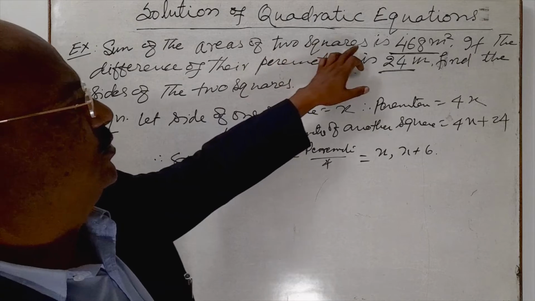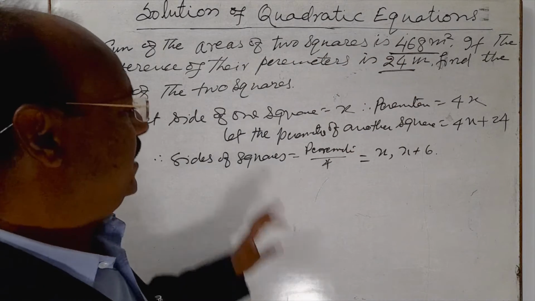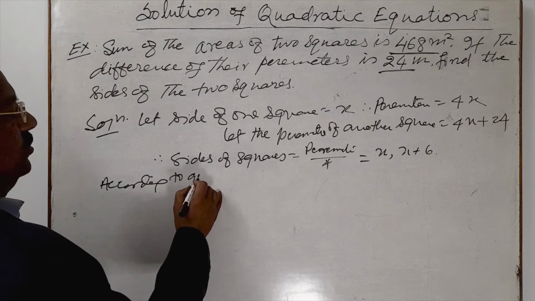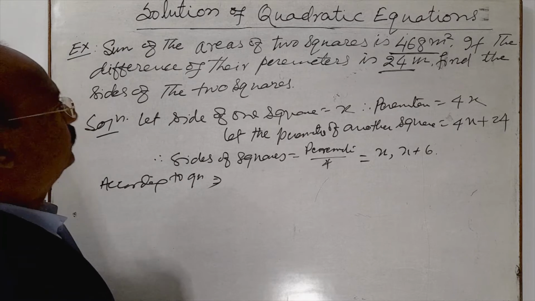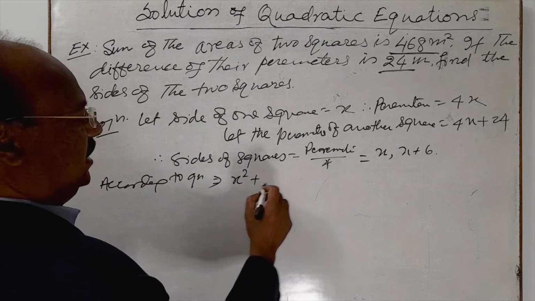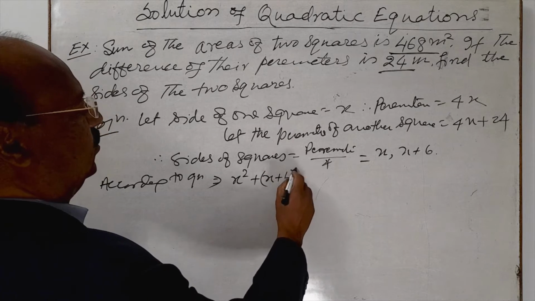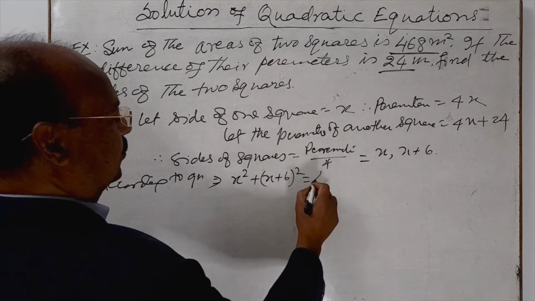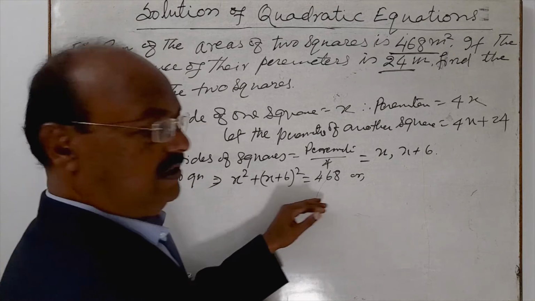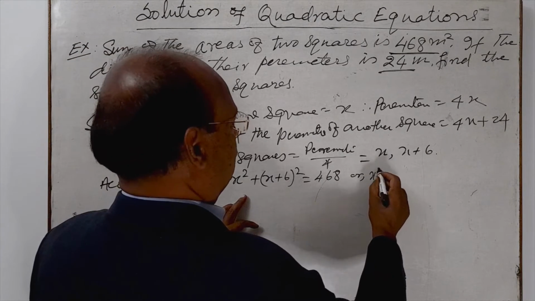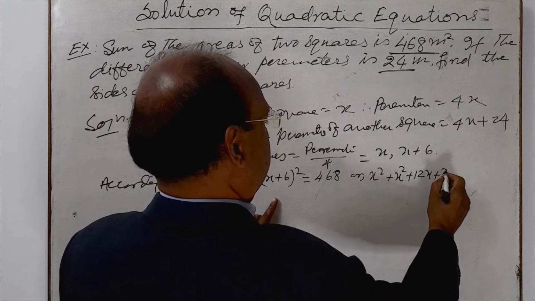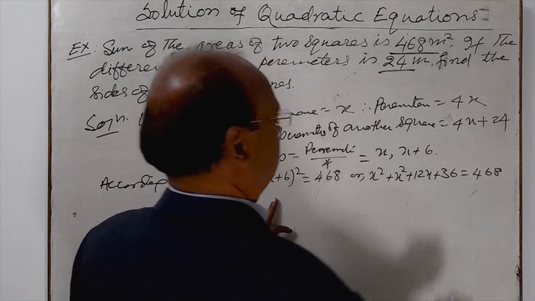Now according to the question, sum of the areas of two squares is 468 meter square. So you know area will be side square. So according to the question, what we can write? Sum of the areas of two squares. So area of one square is x square and area of another square is x plus 6 whole square. This is equal to how much? 468. Let us simplify it. By simplifying it, we will get a quadratic equation. So this is x square, and from here you will write x square plus 12x plus 36. This is equal to 468.